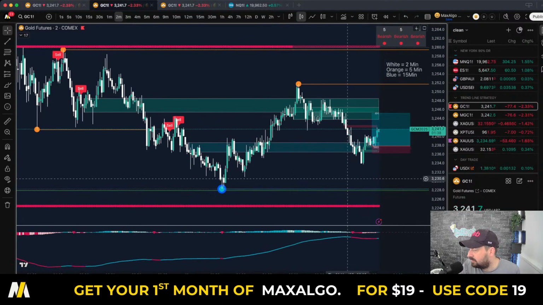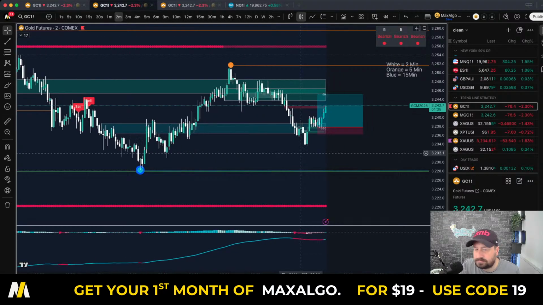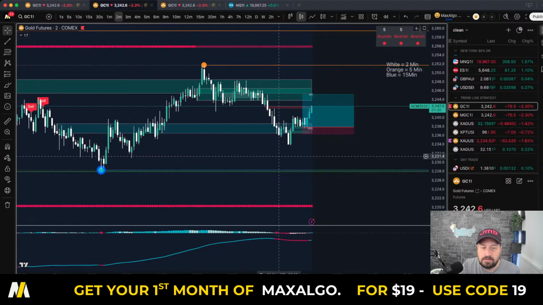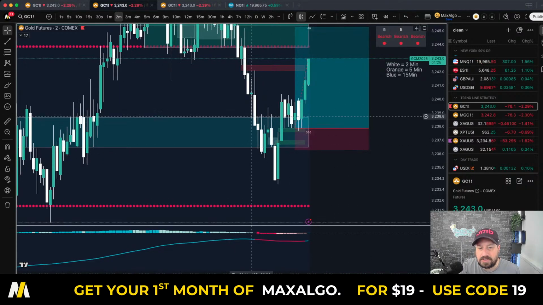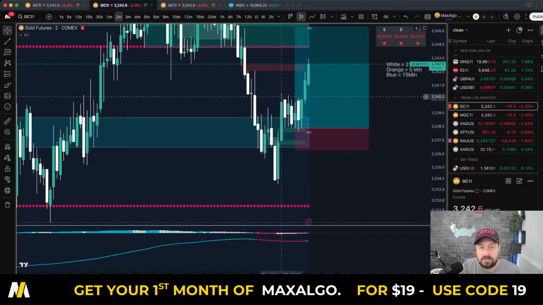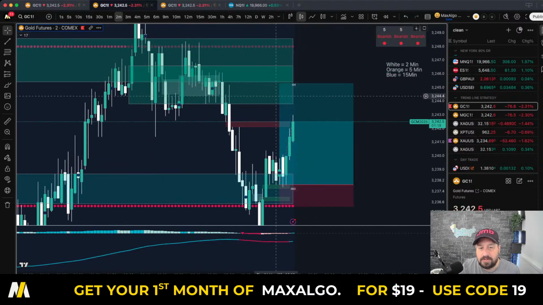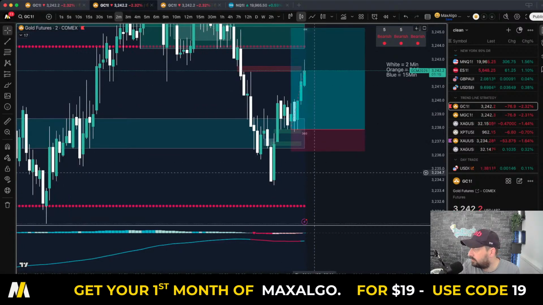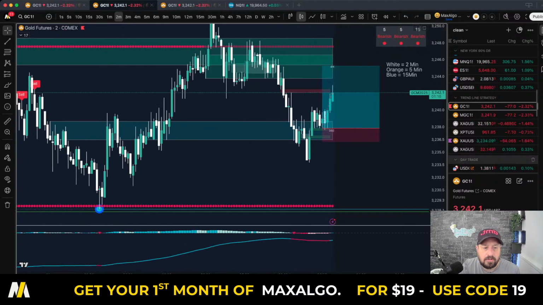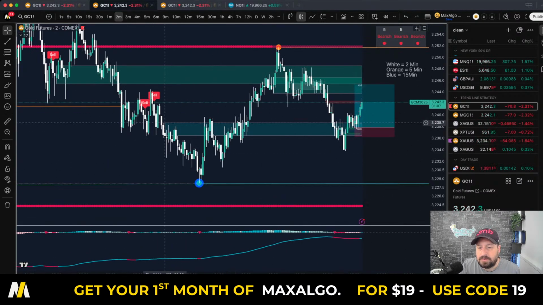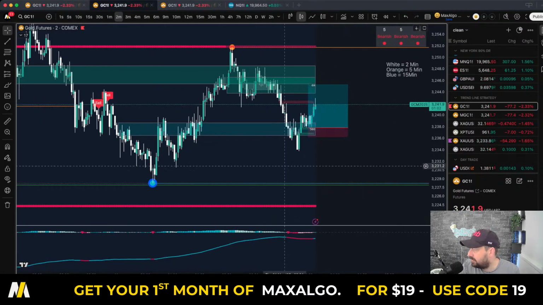Market structure. Being a busy one. That was a nice tap of those lows. Looking for a return to the 4 hour. Six hours bullish. 4 hours bearish. Interesting one.